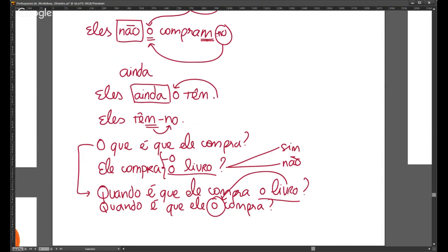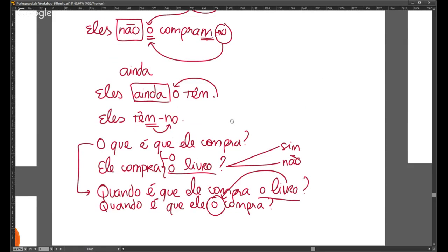So let's see if anyone has any questions. Let me just wait a bit to see if there's a question. Apparently not. Okay, there's a question. So the question is, where does the pronoun go when there is a verb plus infinitive combo? That's a good question. Like, não vai comprar o livro?